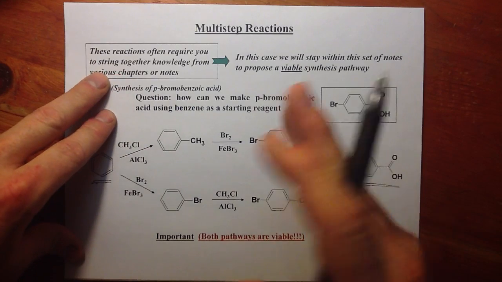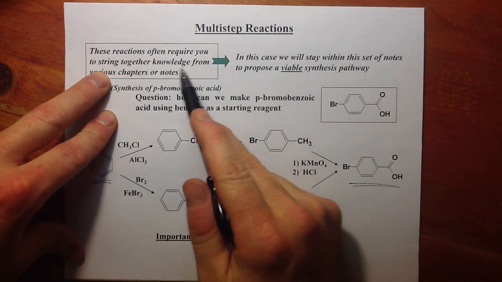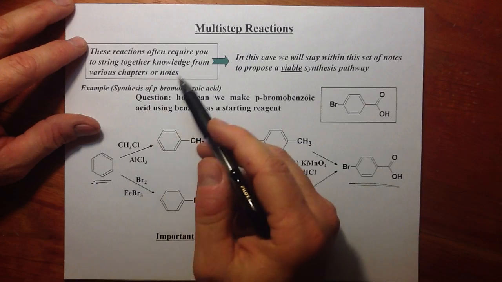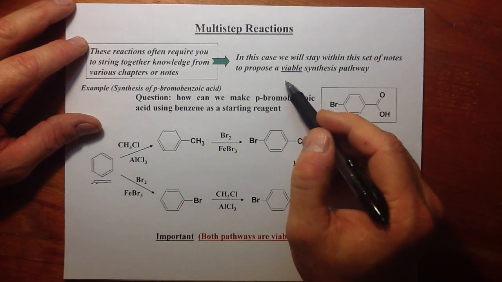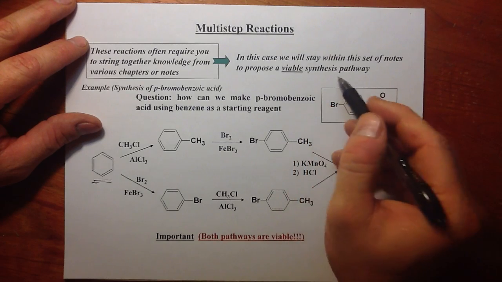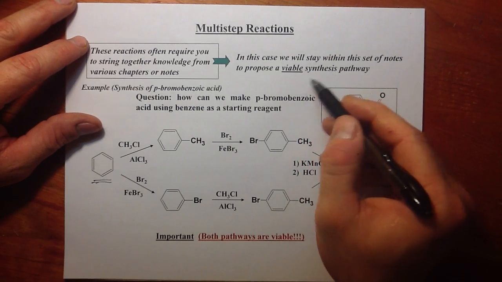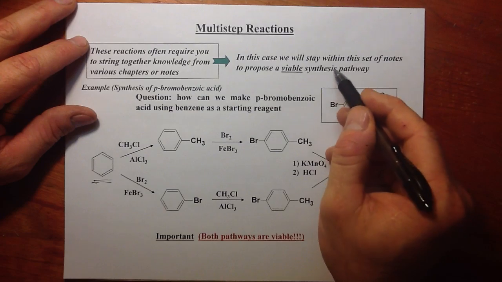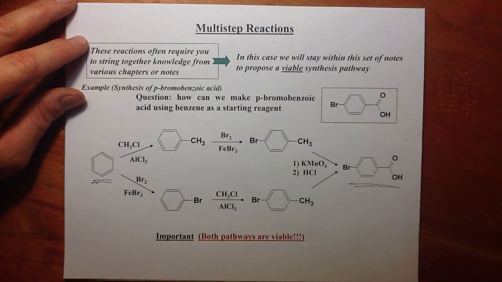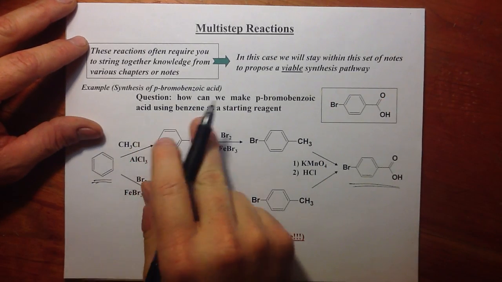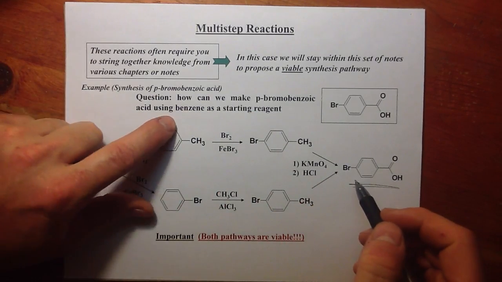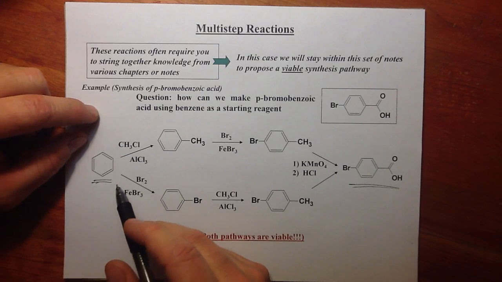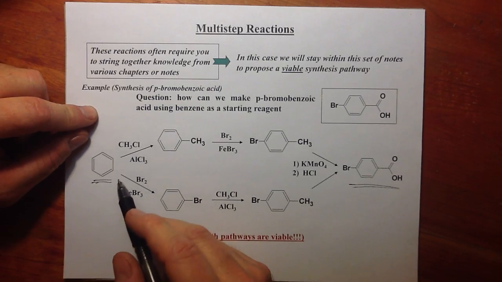So these multi-step reactions in general often require that you string together various reactions from various chapters and notes. In this case, we'll stay within the set of notes on EAS to propose a viable synthetic pathway. So how can we make p-bromobenzoic acid using benzene as a starting reagent?